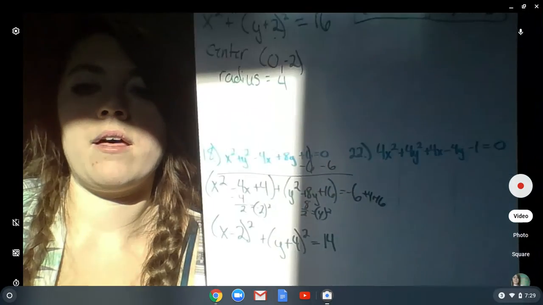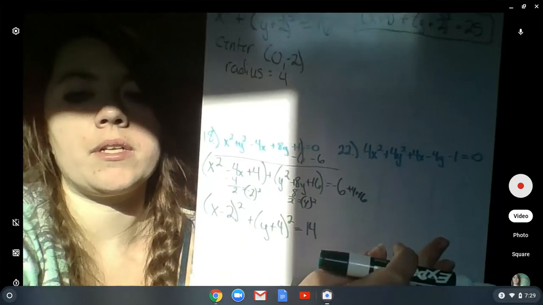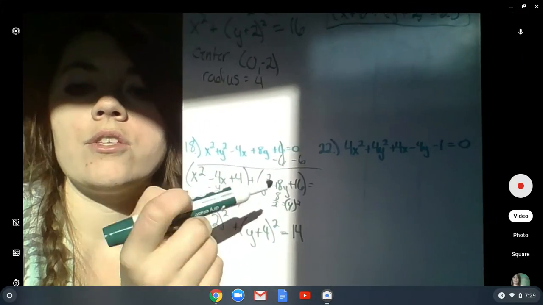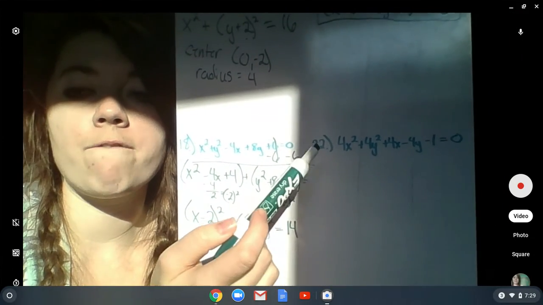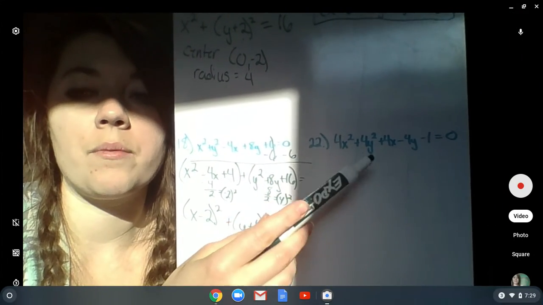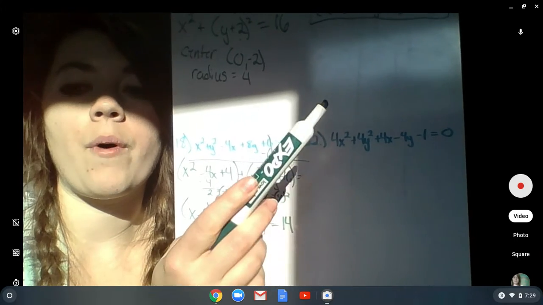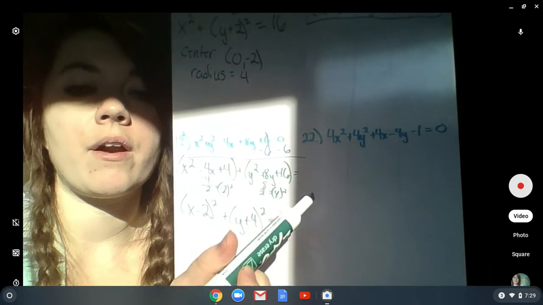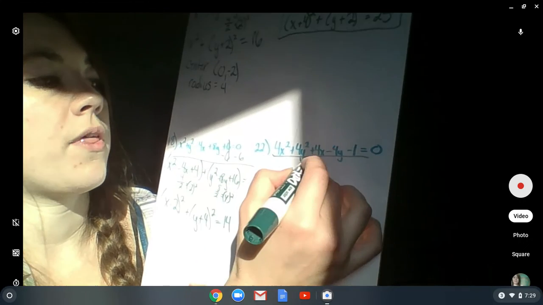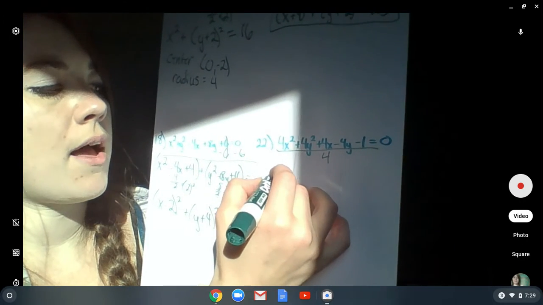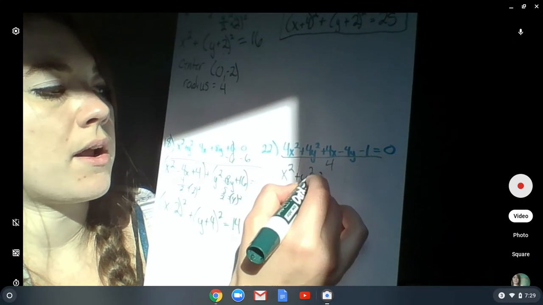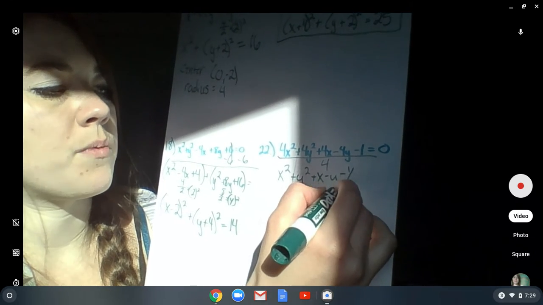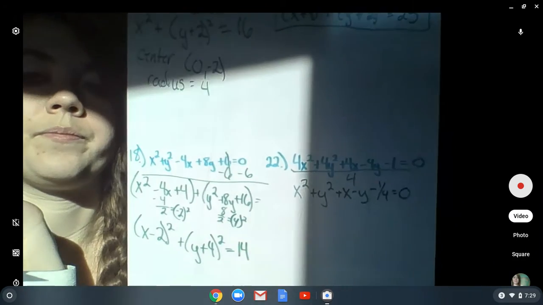All right, and the last one, number 22, and I'm going to erase this right here just so we have plenty of space. So this one is a little different. Notice we have 4x squared plus 4y squared plus 4x minus 4y minus 1 equals 0. Because there's all these 4s, we're going to divide everything right off the bat by 4. The whole thing divided by 4. So now we have x squared plus y squared plus x minus y minus 1/4 equals 0.